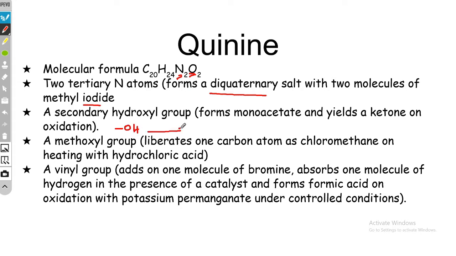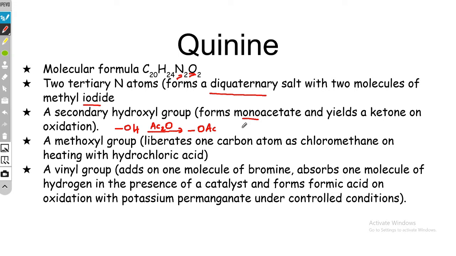How can it be found out? It forms a monoacetate with acetic anhydride or acetyl chloride. So since it forms a monoacetate, it contains at least one OH. It contains only one OH group.